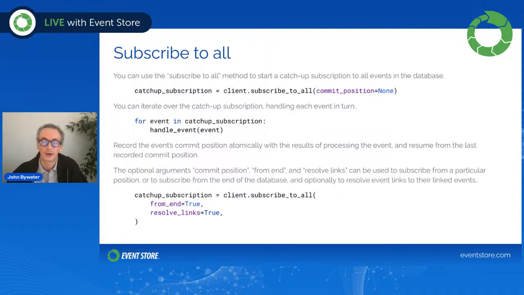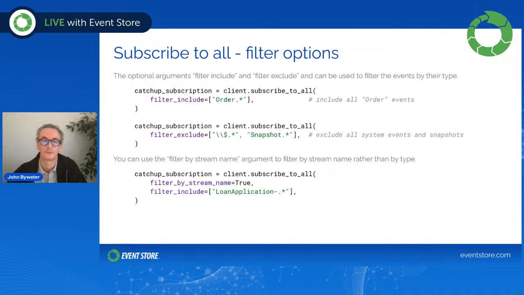Subscribe to all is very like read all, and it's very like subscribe to stream, but instead of stream positions, we're dealing with commit positions. We give it a commit position. It should be 0 here. I'm sorry, it's a mistake in the slide. And then we iterate over them, subscribing, resuming from the commit position that we last recorded.